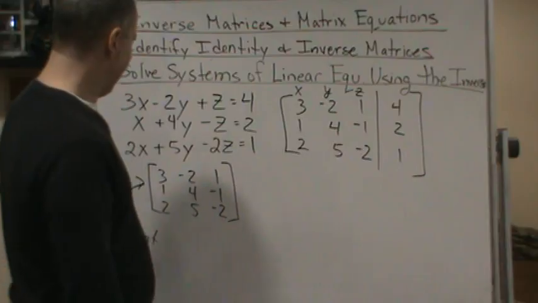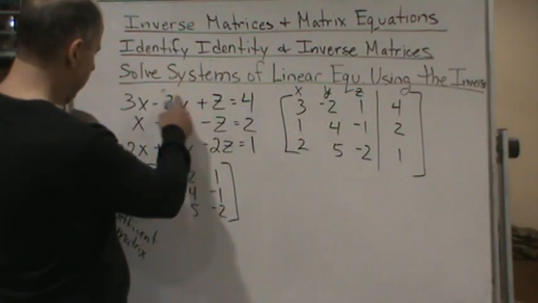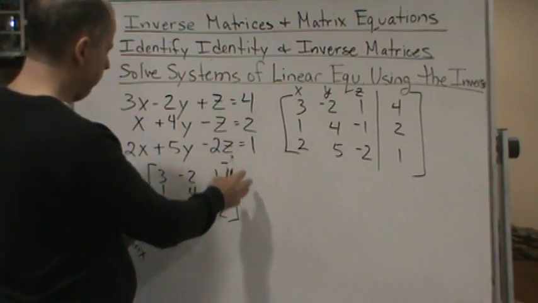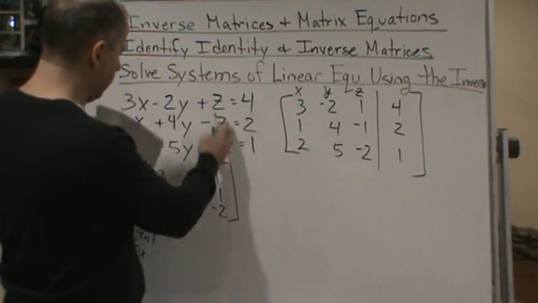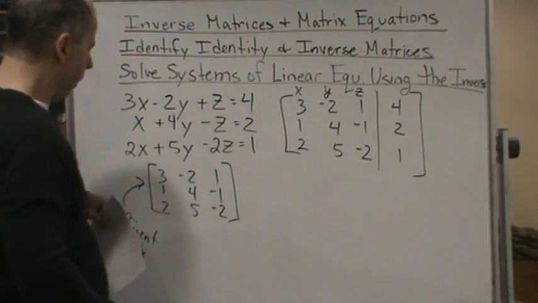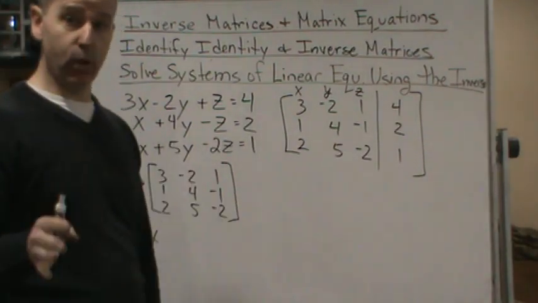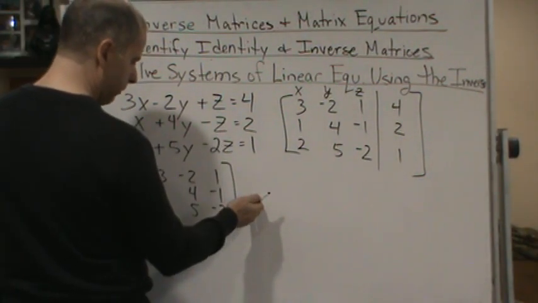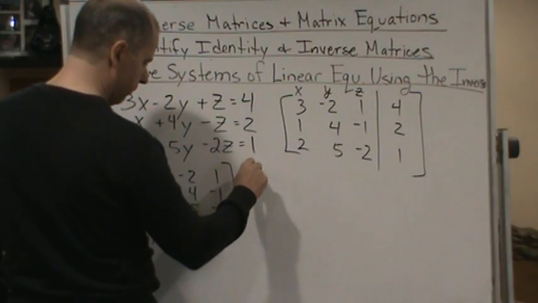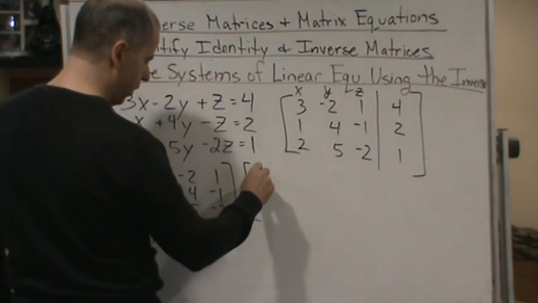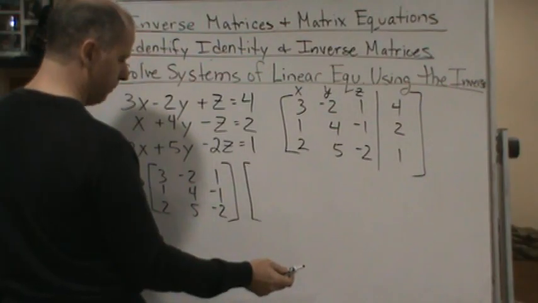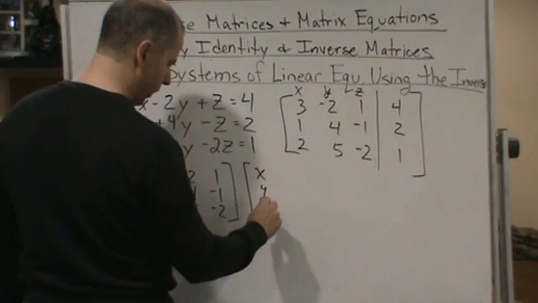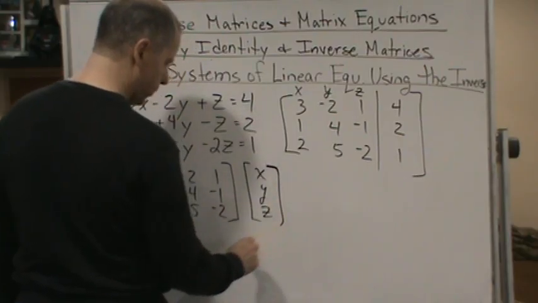Now, how do we get the x, y, and z in all these? If we were going to go backwards and we wanted to use this coefficient matrix and redo this part right here, what would we do? Well, think about matrix multiplication. If I have another matrix here, let's call it a 3 by 1 matrix, and let's just put in x, y, and z. Now notice what happens here.